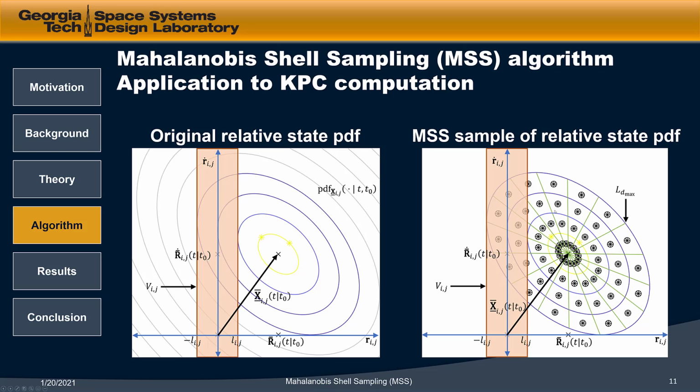Then, the sample is propagated through arbitrary dynamics. The weights assigned to each point in the sample are proportional to the probability mass in the Mahalanobis shell and inversely proportional to the amount of points in each shell. By doing this, we are able to directly sample from tails of normal probability distributions without unduly penalizing sample size, as would occur in a Monte Carlo method. Finally, the KPC is computed as the sum of the weights of the particles that meet the collision condition.